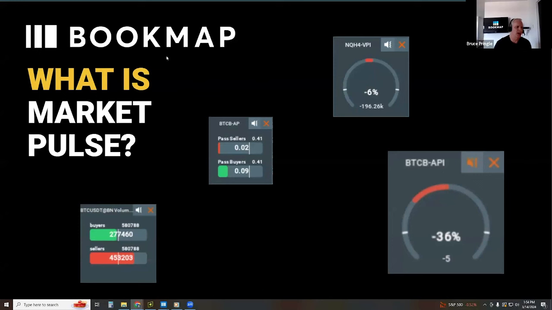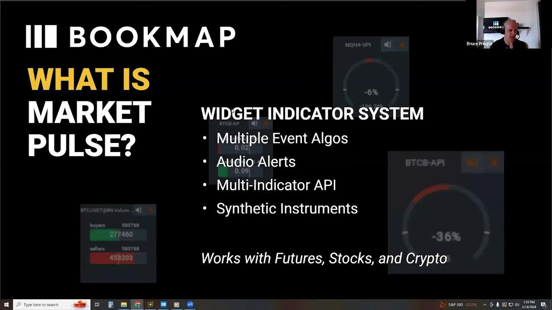All right. We can review a little as we go through some examples with the Market Pulse use case scenarios. But what is Market Pulse? We've developed a unique set of algos in widget form. There are several different algos and different configurations, as you can see here. To give a very brief overview, this widget indicator system is multiple event algos. One can read volume pressure. Another can read the volume pressure imbalance. Another can read the order book imbalance or the price change.